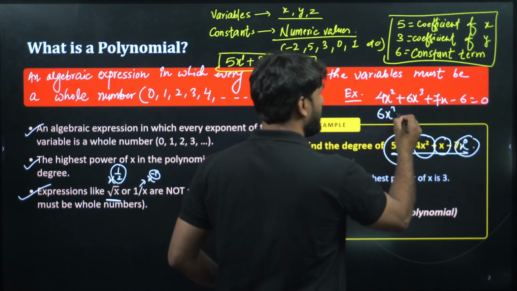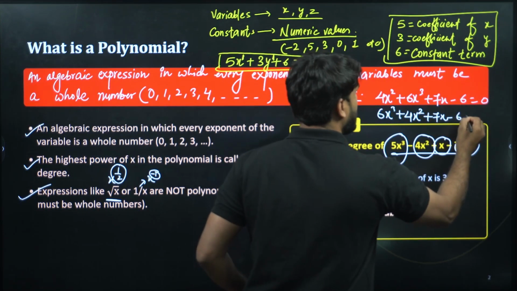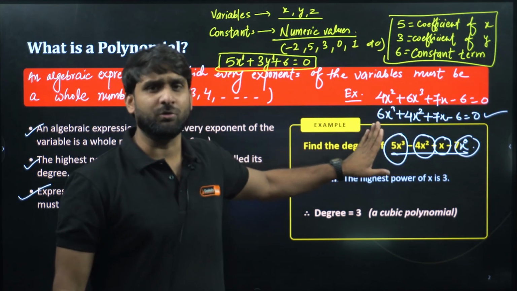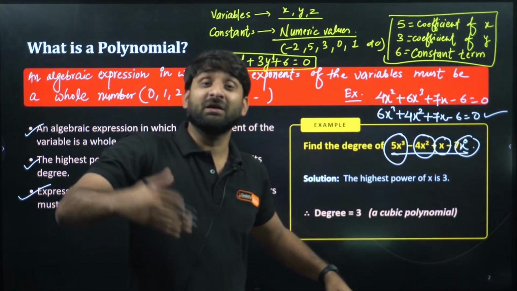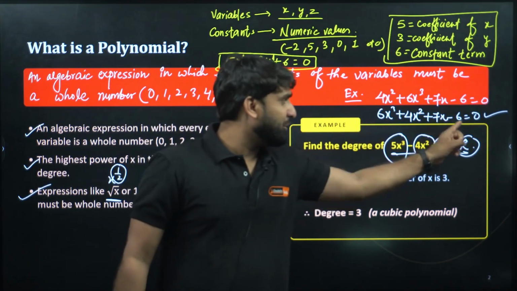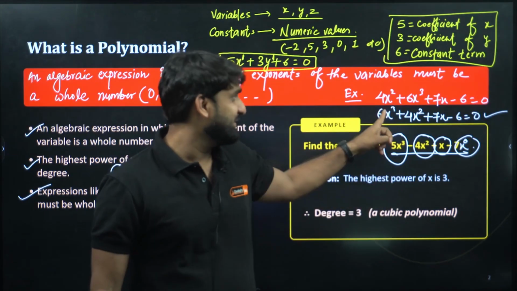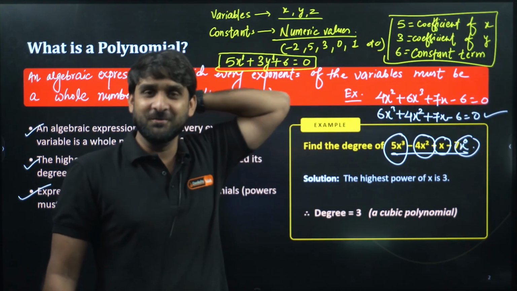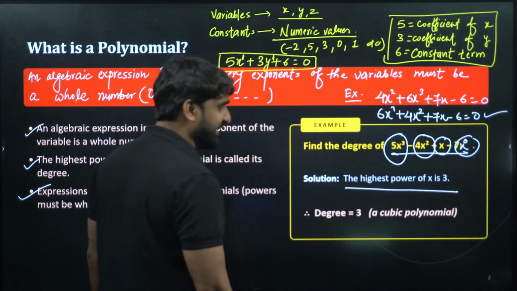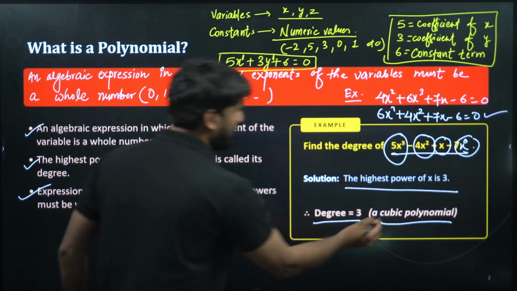So 6x cube plus 4x square plus 7x minus 6 equals to 0. This is the proper format. Yes, both are polynomials, no doubt, but this is the proper way to write the polynomial. So if you write the polynomial in the proper format, you will easily be able to decide the degree, because the first position will be the degree. I hope this is clear to you all. So here in this question, the highest power of x is 3, so the degree will be 3. And if the degree is 3, such polynomials are called cubic polynomials.